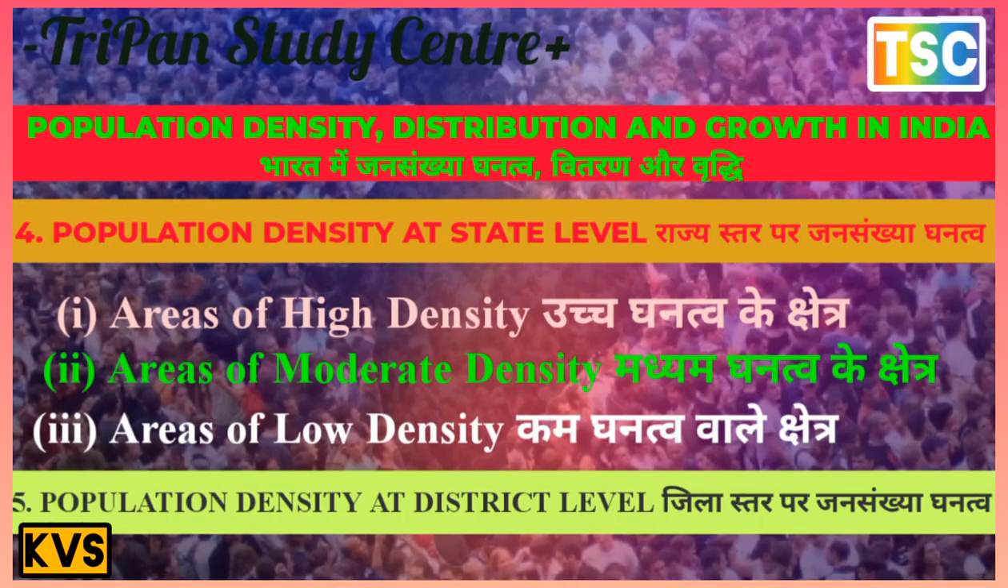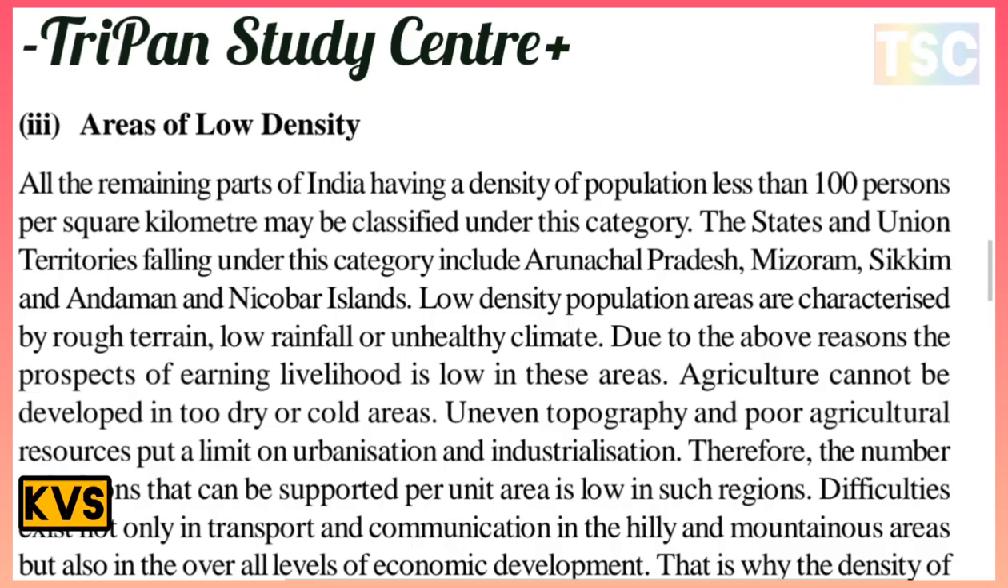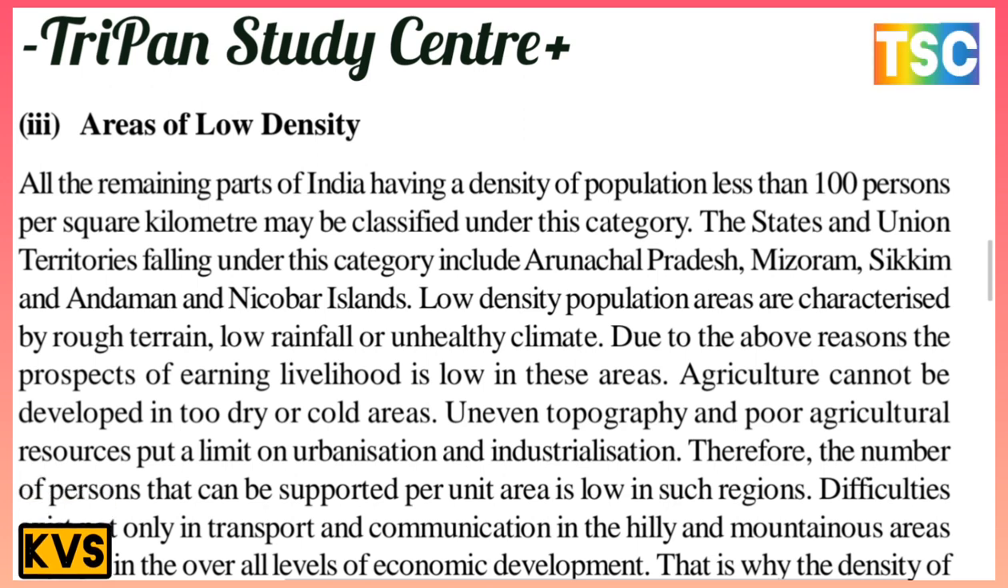The next point is the area of low density. The area of low density is the third point. All the remaining parts of India have a density of population of less than 100 persons per square kilometer and may be classified under this category. The states and union territories falling under this category include Arunachal Pradesh, Mizoram, Sikkim, and the Andaman and Nicobar Islands.